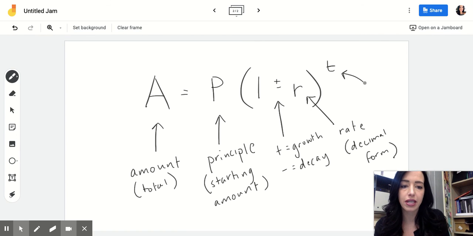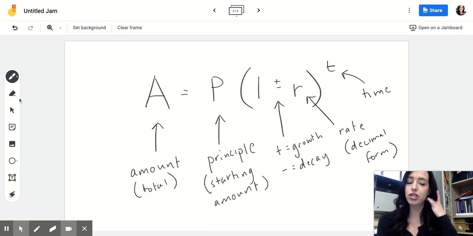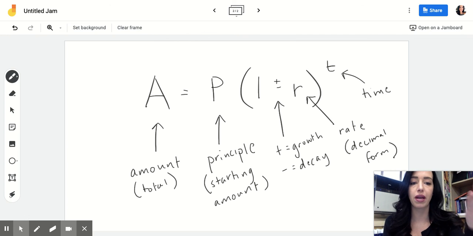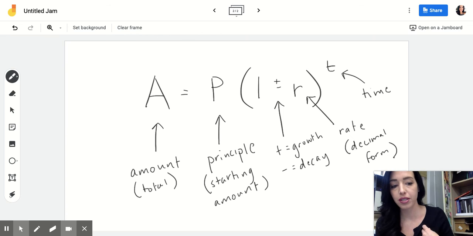And then last but not least, the T stands for time. Usually when we're doing these kinds of problems, our input is time. So, how much is the house going to cost after 10 years? 10 would be my exponent. What is the bacteria population after 3 hours? Well, 3 would be my exponent because it's 3 hours.